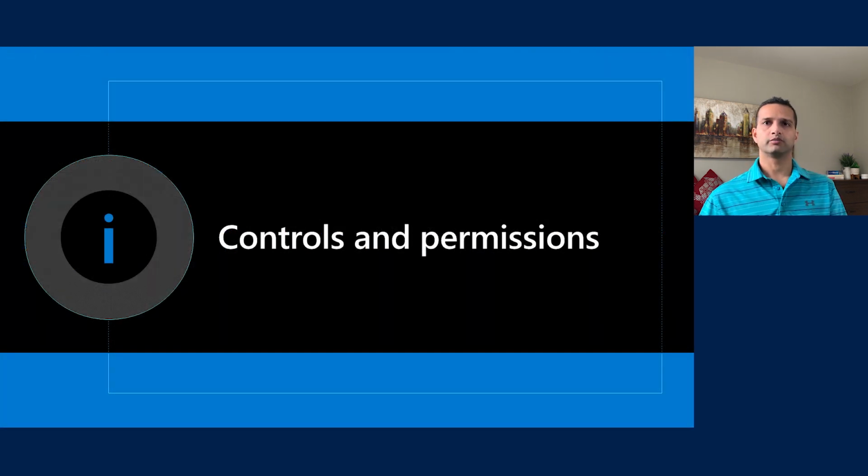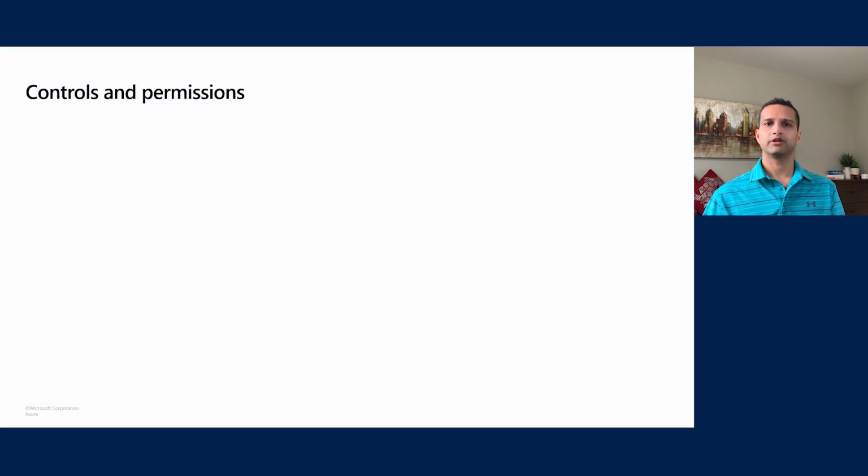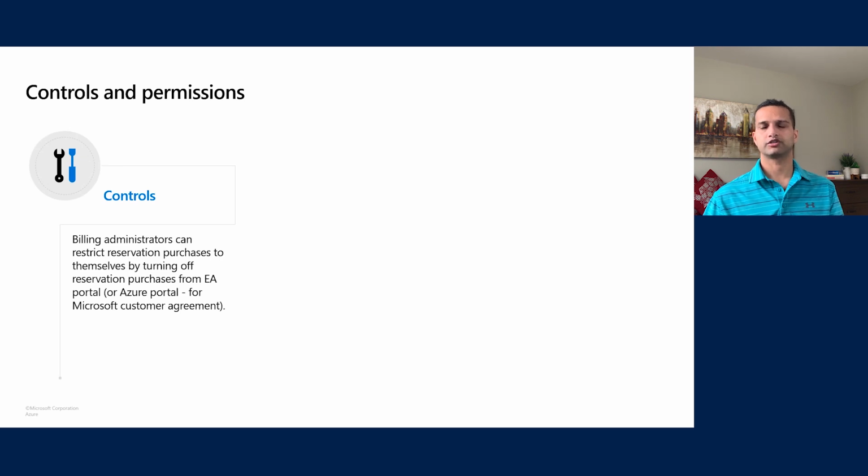So, reservation controls and permissions. Your billing administrator can restrict reservation purchases to themselves by turning off reservation purchases from the EA portal, or the Azure portal for Microsoft Customer Agreement. When you do that, other subscription owners in the organization cannot purchase, and only the billing users can purchase. You need to be a billing administrator, owner, contributor, or purchaser to purchase the reservations then.